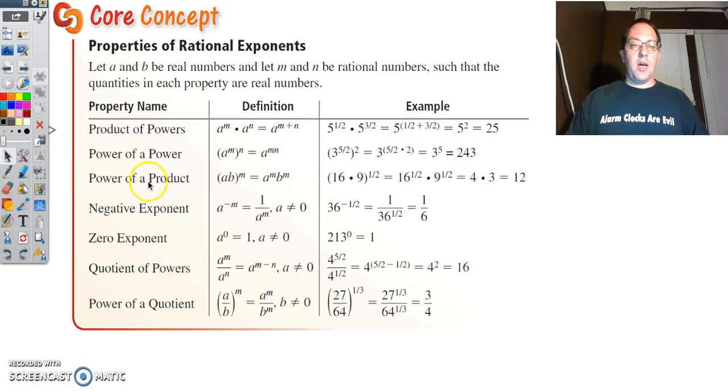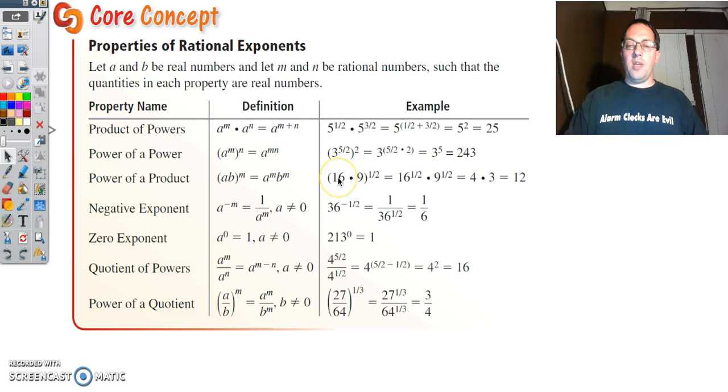Okay, the next one, power of a product. So here you have two numbers being multiplied together, and you're going to raise that product to the m power. And what you do is you can apply this exponent to both of the factors. So a to the m times b to the m.